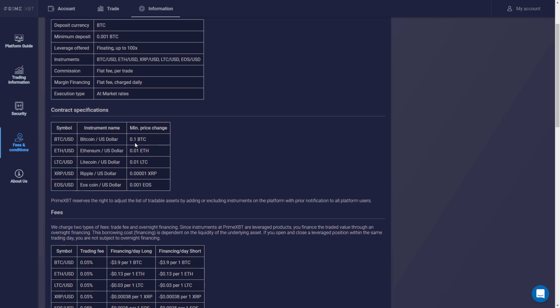Now, here's something that's a little bit different. The minimum price change is 0.1. Remember how in the XBT contract, the minimum price change was $5, but in this case, it's 0.1 BTC. So that is a heck of a lot more granular, and you can see how it is on the other contracts as well. Obviously, with Ripple being a very, very low cost, the minimum price tick here is actually fairly small.